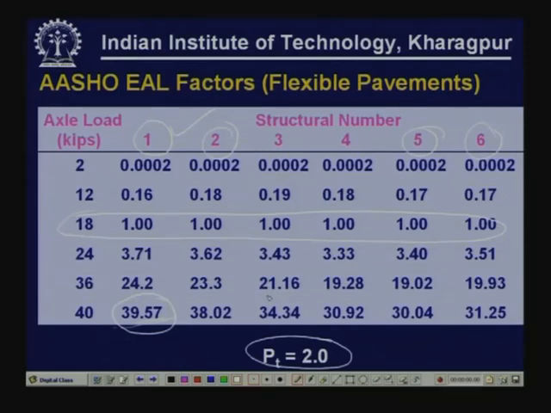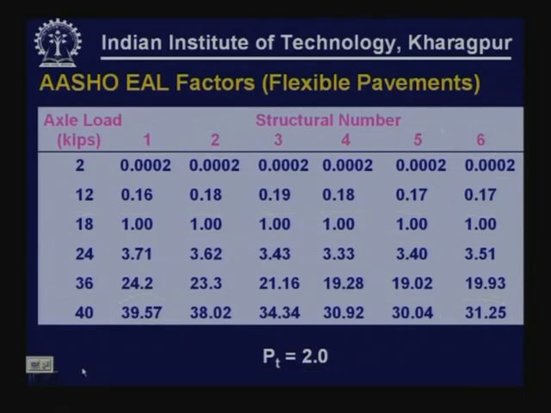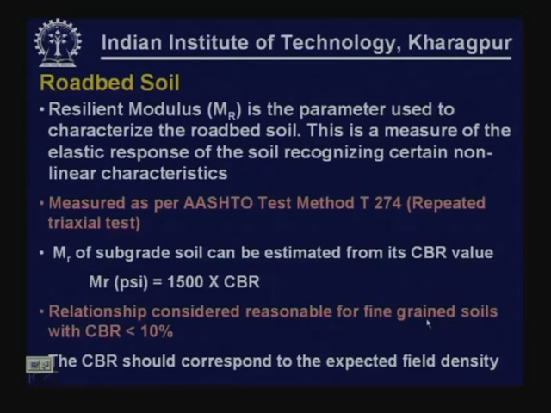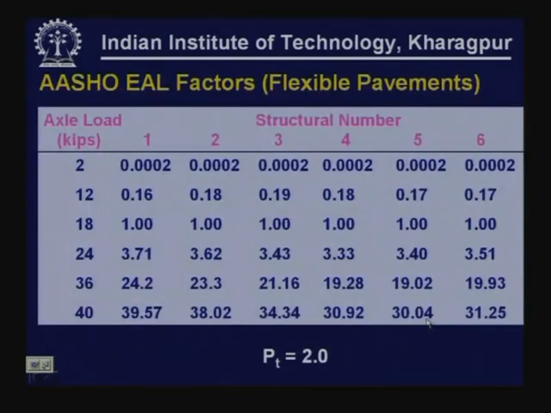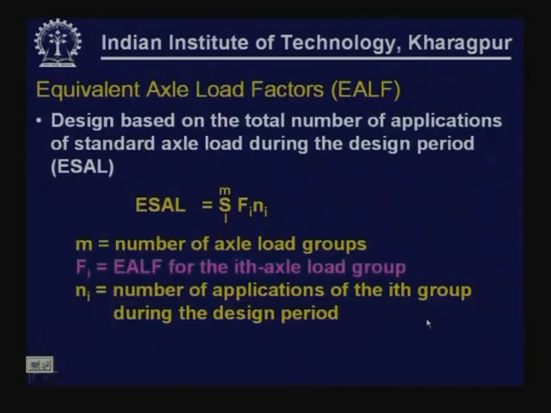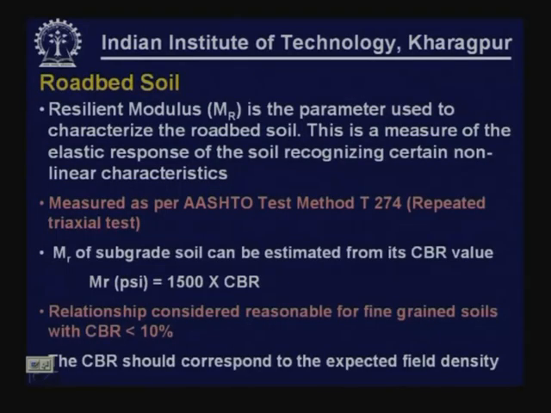For the same axial load, if you consider a stronger pavement, the corresponding equivalence factor is significantly reduced. We will have several other tables which give us equivalence factors for concrete pavement and also flexible pavement, for different terminal serviceability values, for different structural numbers, and also for different thicknesses of concrete slab in the case of concrete pavement.